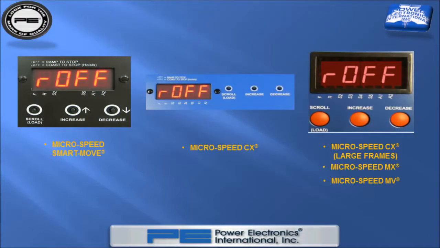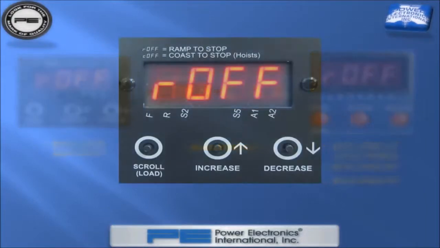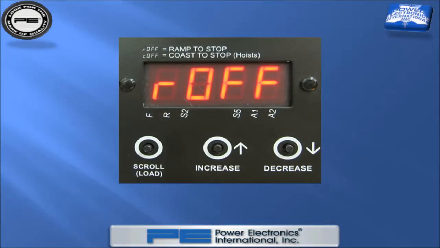Now that we've made sure that your drive is in the idle state, let's take a closer look at the programming interface on the drive. All PE drives have three buttons near the display. The leftmost button is the scroll and load button. As you will see, this button is the primary button you will use to navigate through the drive's parameter lists. The increase and the decrease button are primarily used to change the values of a parameter or setting. Let's look at an example of how this works.